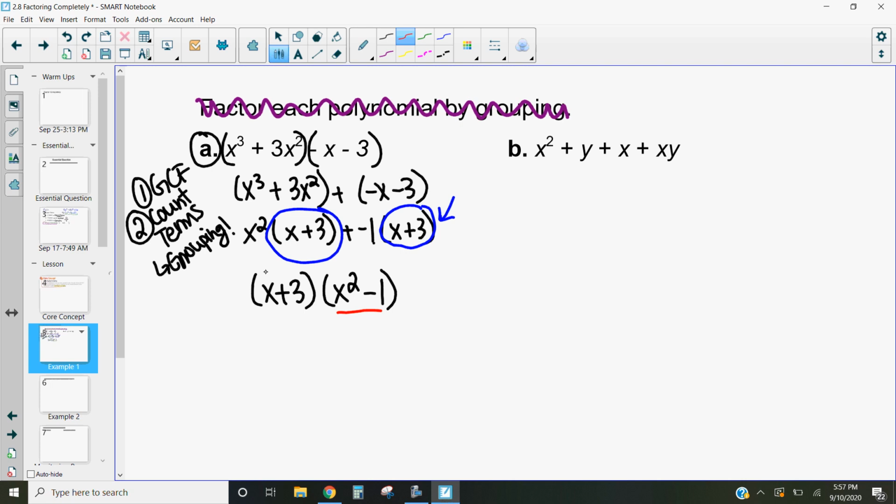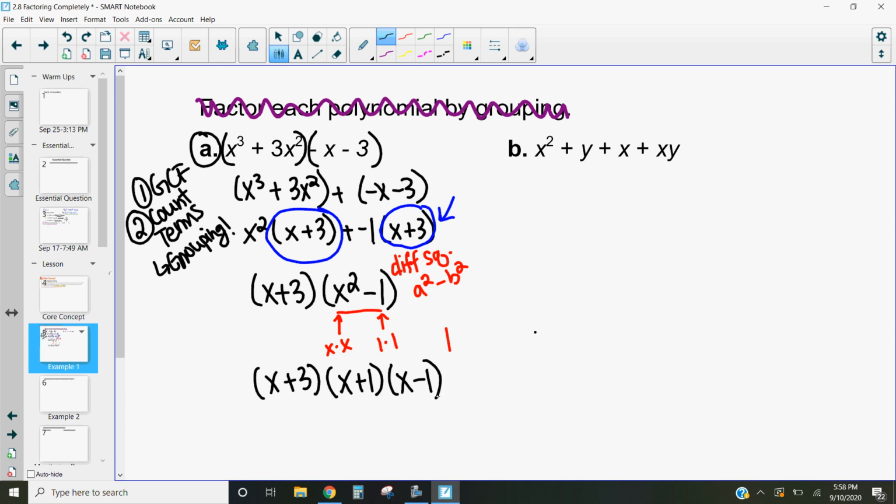If I have just an x plus something or an x minus something, that's factored. But I want you to take a look at this x squared minus 1. Can I factor x squared minus 1 down anymore? Well, this looks just like our difference of squares. You know, the one that says a squared minus b squared? Because this is x times x, and this is 1 times 1. So I can actually factor this out even more. I have an x plus 3 times, remember this factors out with that difference of squares, x plus 1 times x minus 1. Now, when we're looking at those, that's what we want to see.